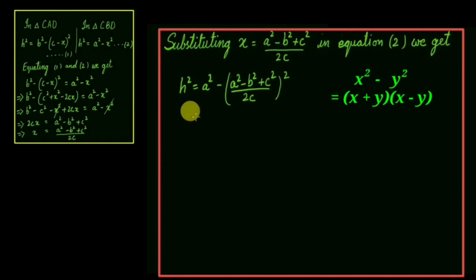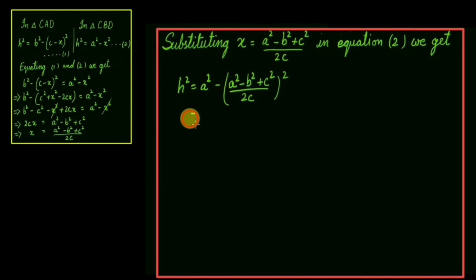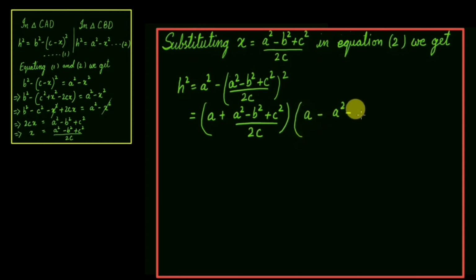We can further express this using the formula x square minus y square, which is equal to (x plus y) into (x minus y). So here we can write h square is equal to (a plus (a square minus b square plus c square) by 2c) into (a minus (a square minus b square plus c square) by 2c).